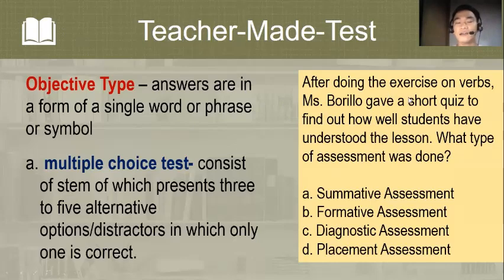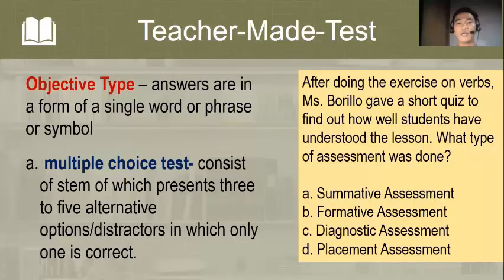After doing the exercise on verbs, Ms. Barillo gave a short quiz to find out how well students have understood the lesson. So what type of assessment was done? Basically the question is what we call the STEM. So this is our STEM, and then the options or distractors are the choices. We have 4 options or distractors, A, B, C, or D. So let's recap. The question is the STEM, and the distractors are the choices or the options.